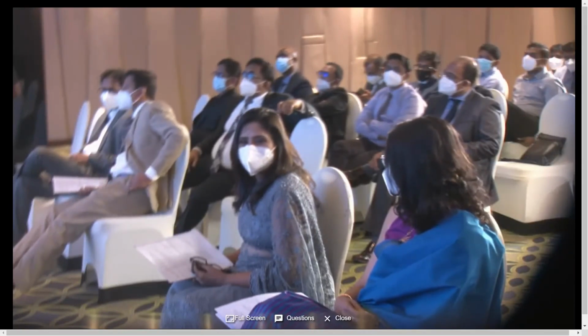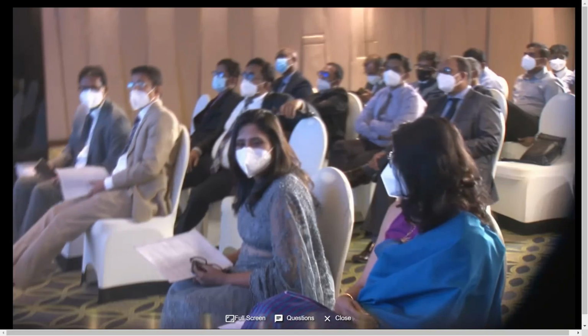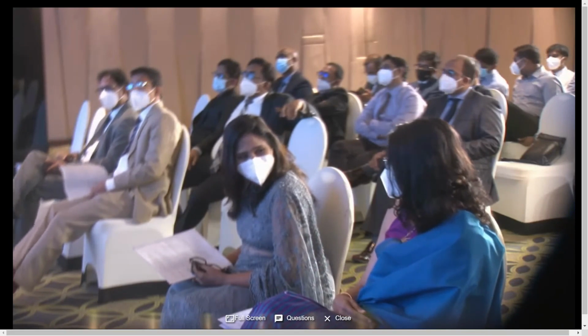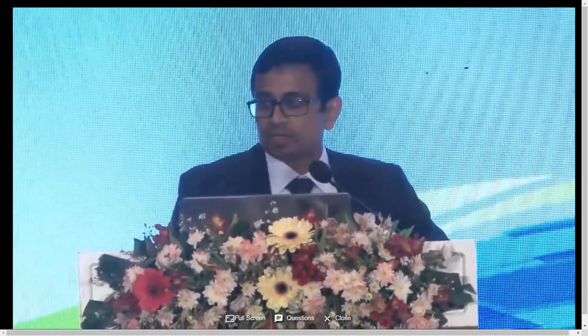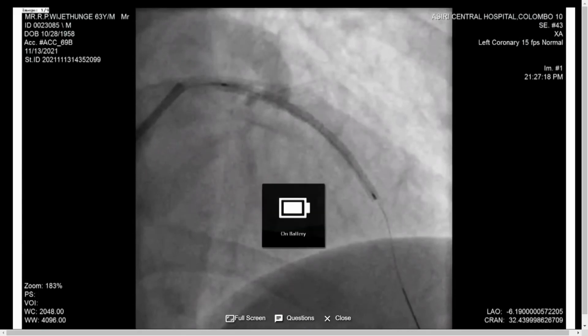So this is after the first kissing, and now the main vessel is free. Then you can move the second main stent into the LAD. So after the first kissing, place the LAD stent, take the wire back and deploy it.